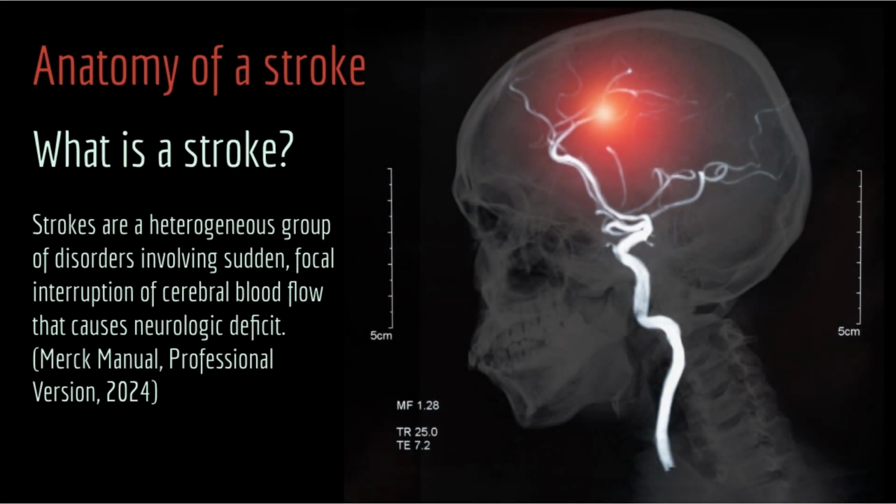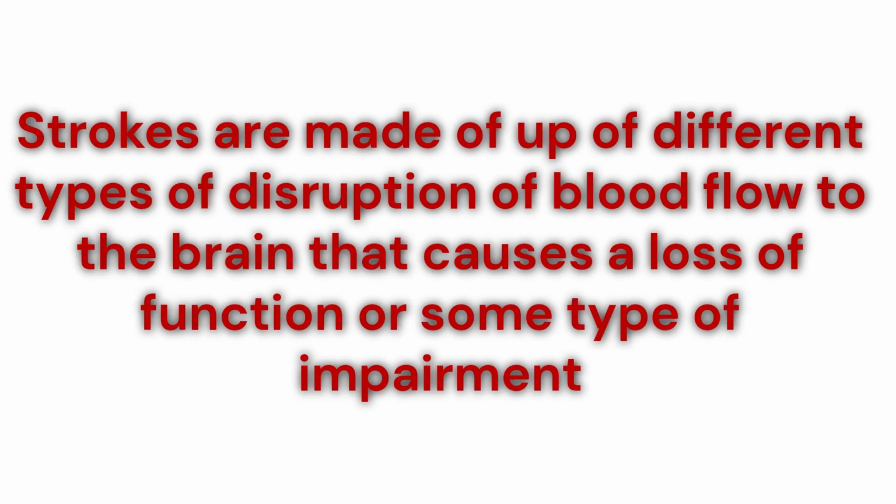The first step in assigning codes is to be able to answer the question, what is a stroke? Merck Manual Professional Version states that strokes are a heterogeneous group of disorders involving sudden focal interruption of cerebral blood flow that causes a neurologic deficit. A more straightforward way to answer the question is to simply say that strokes are made up of different types of disruption of blood flow to the brain that causes a loss of function or some type of impairment.